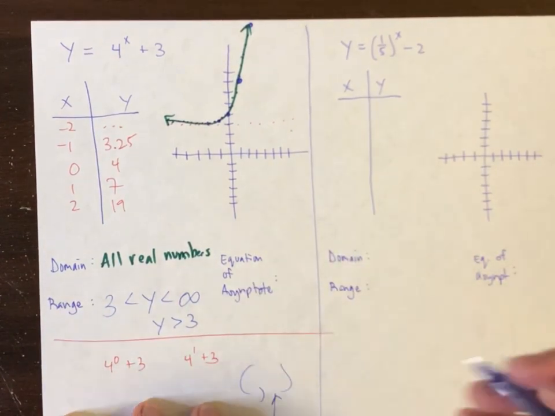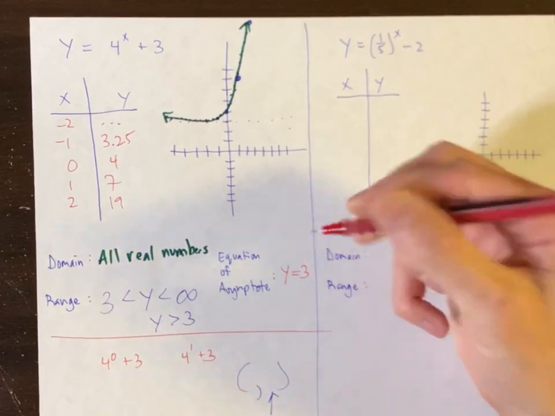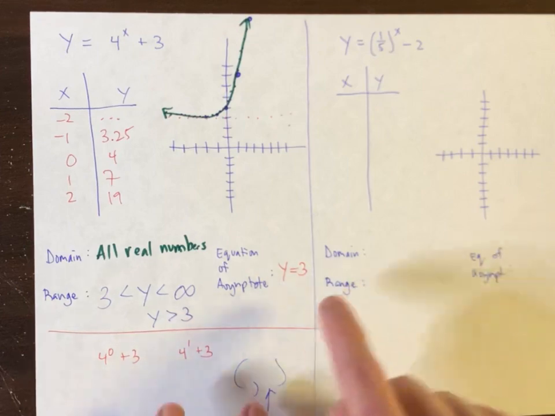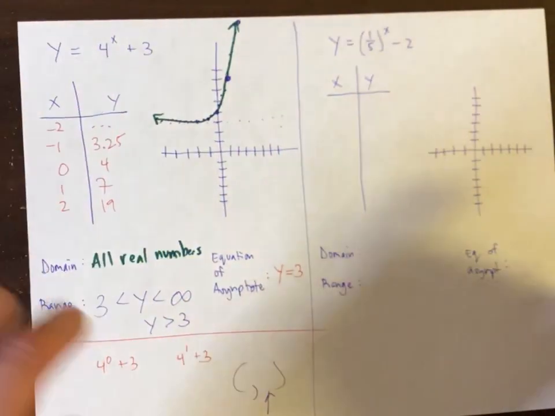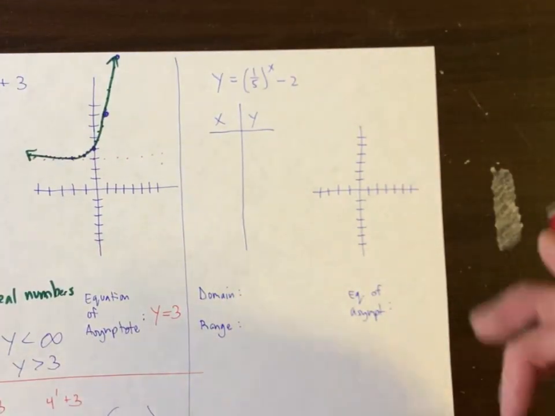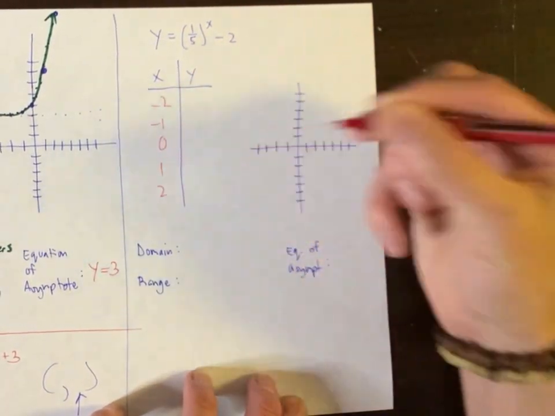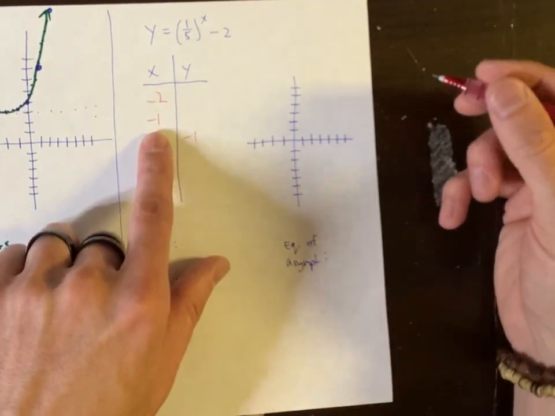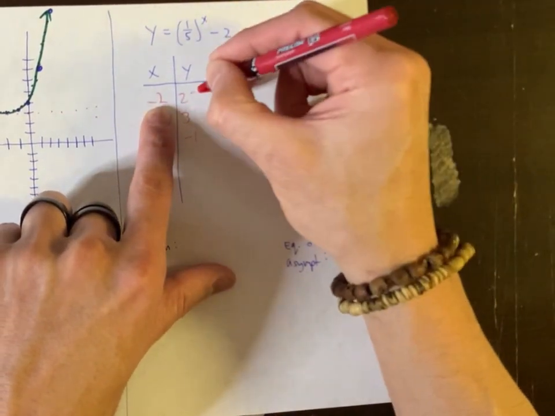The equation of the asymptote, here it is. y equals 3. For all of these problems, the equation of the asymptote, it's always y equals the number that's in the back. So that takes care of this one. Let's try this one. Let's go a little faster this time. So here for the x's, 0, negative 1, negative 2, 1, 2. If I plug in 0, I'm going to get negative 1. If I plug in negative 1, I'm going to get 3. If I plug this in, I'm going to get something like 23.